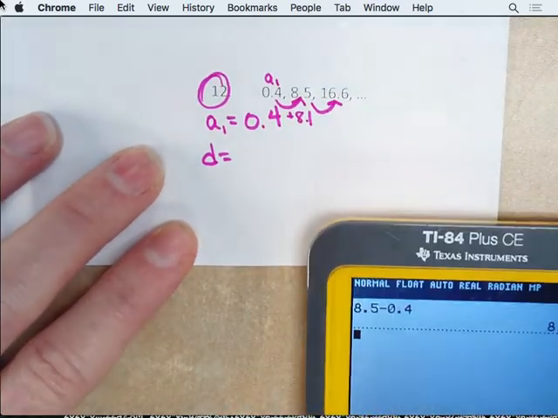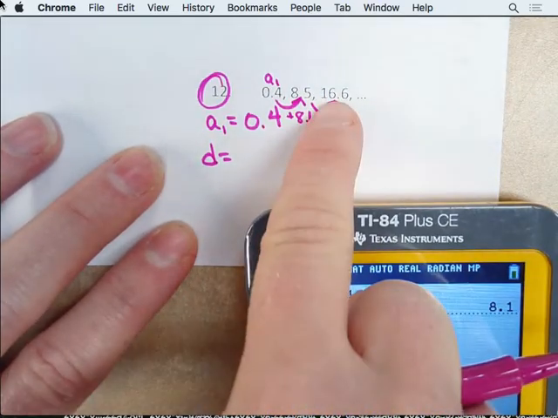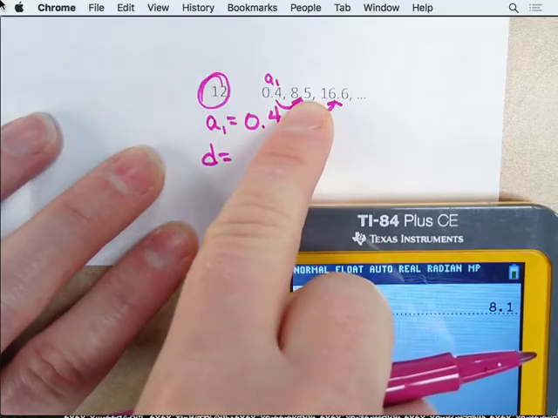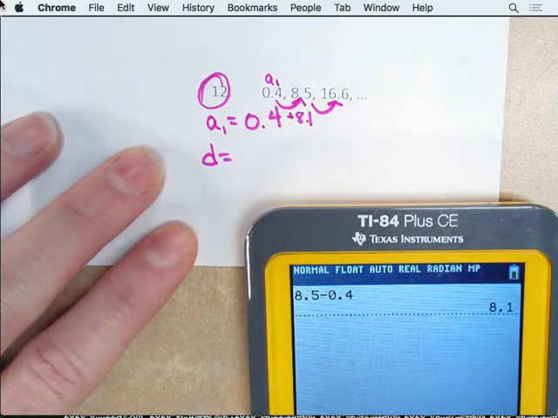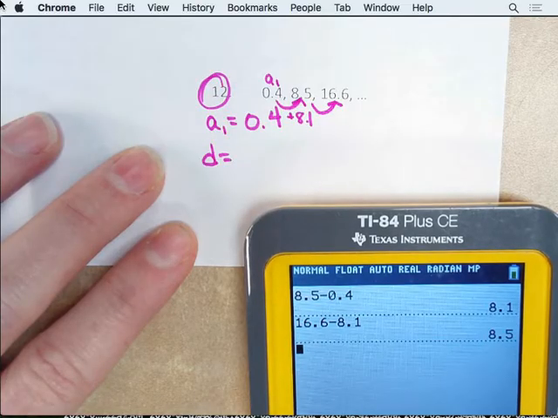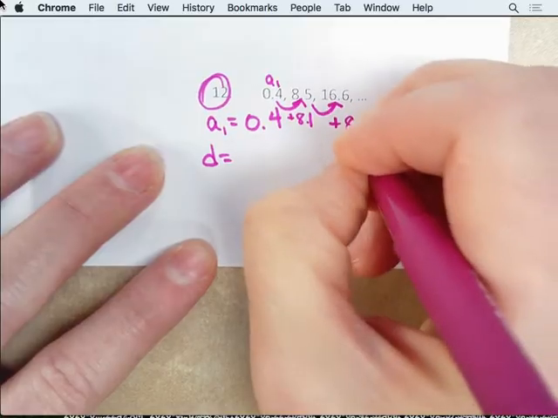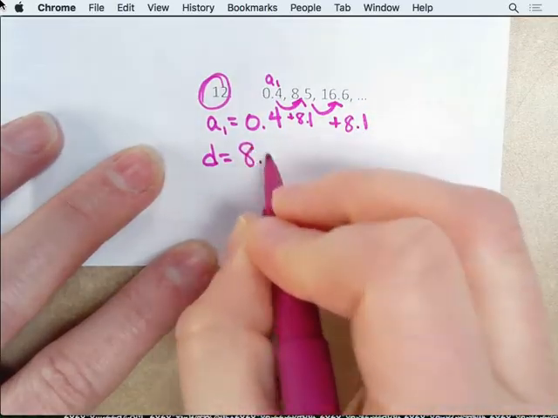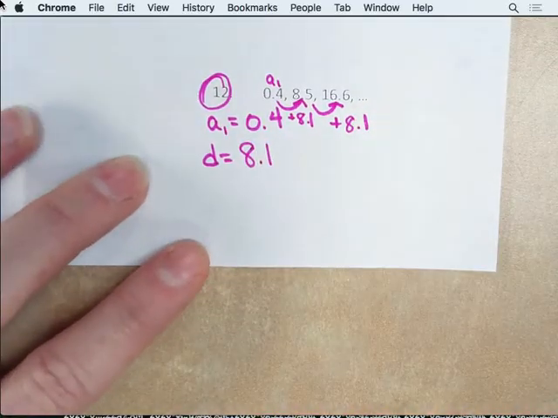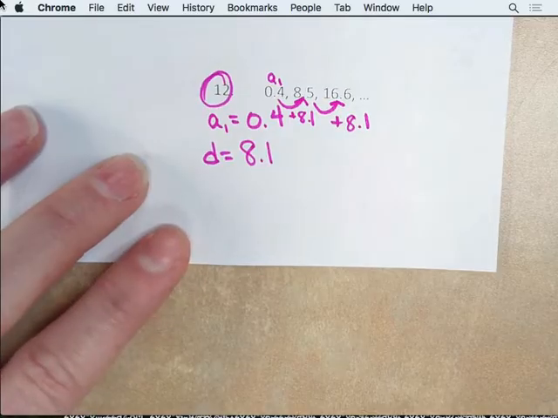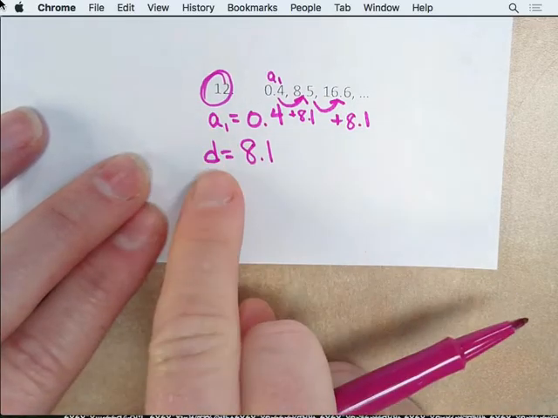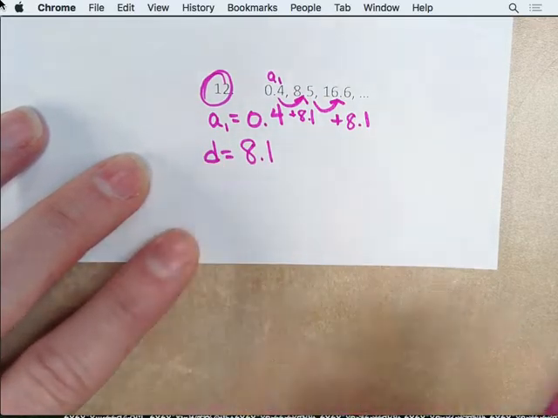But just to make sure it's arithmetic, we're going to make sure that this is also, you do 8.5 plus 8.1. So I'm going to subtract 16.6 minus 8.1. And I get 8.5. So that is my common difference. That's the pattern. So we have the two things we need. Now we're going to plug it in that formula.